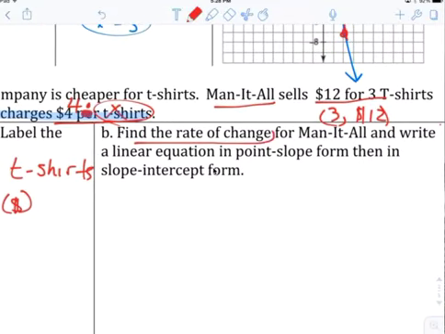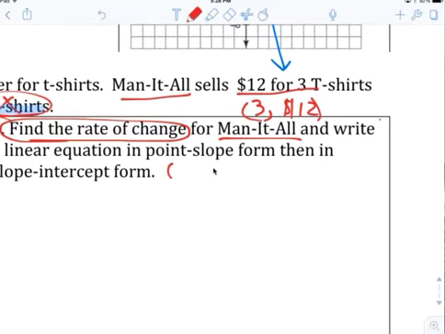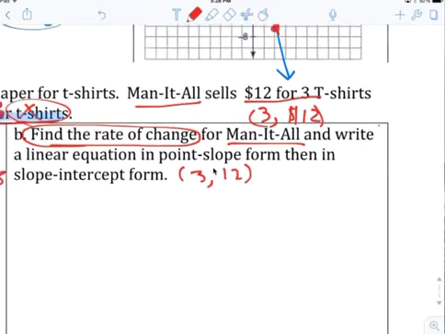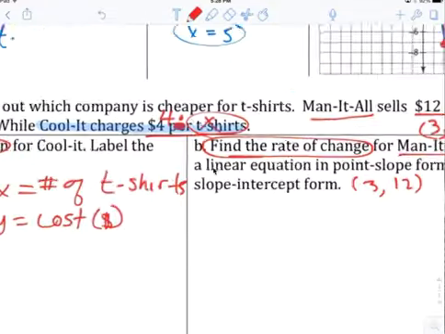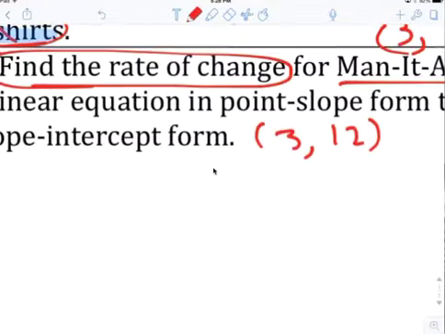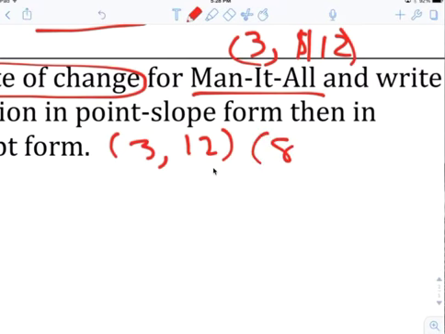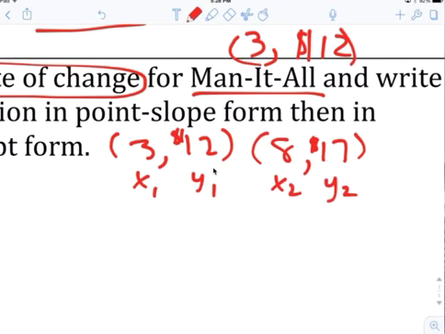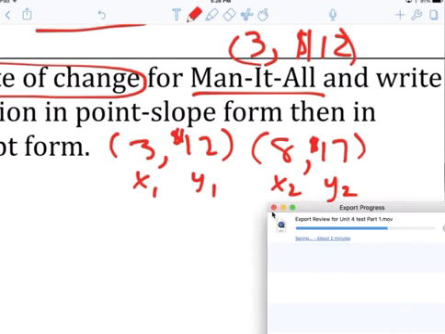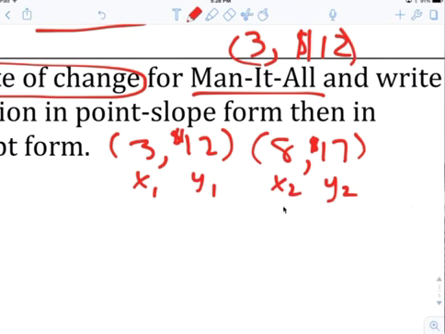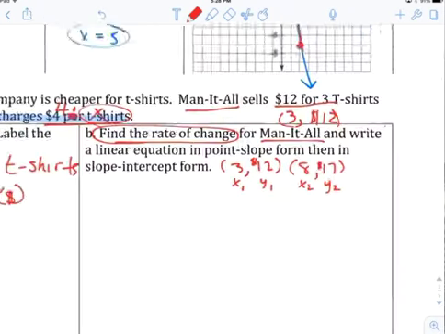B, find the rate of change for Man It All. Man It All is (3, 12) and (8, 17), right? 8 t-shirts for $17. Okay, x1, y1, x2, y2. I'm checking to see if I can upload yet. Not yet.